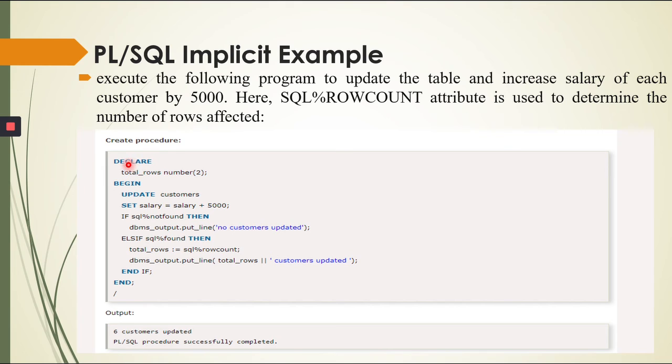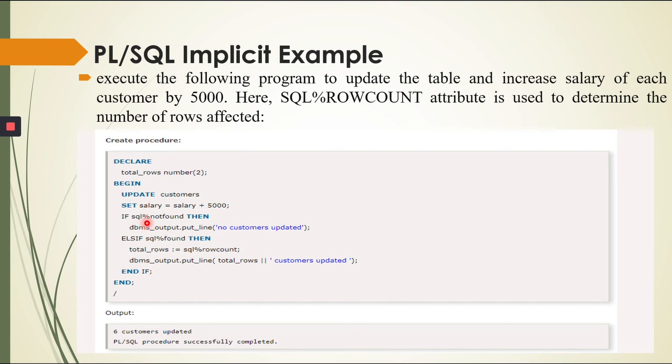So simple, DECLARE: total_row is my variable name, NUMBER is my data type. After that I have to start with BEGIN and END. In between I have to write all the statements. So first of all I have to write the update query as I have to increase the salary of each customer by 5,000. So update customer is my table name, set salary is equal to salary plus 5,000. Now I have two possibilities. No customer is updated, otherwise all customers are updated.